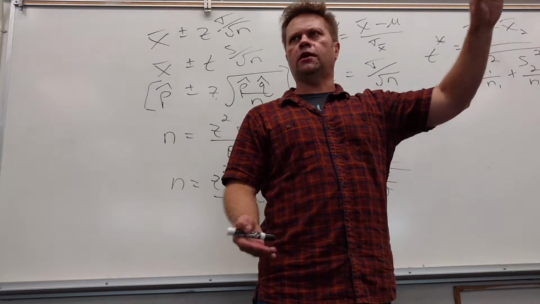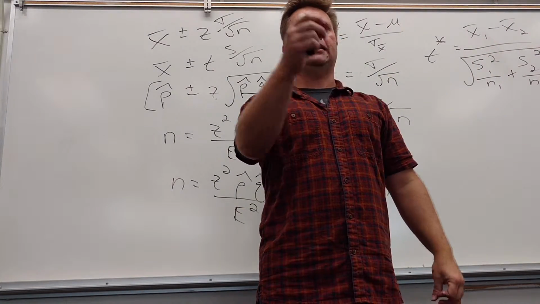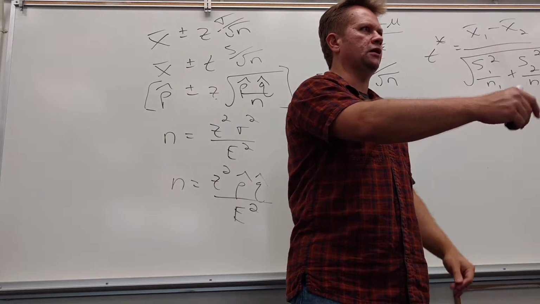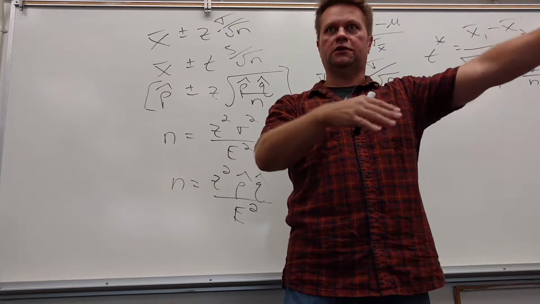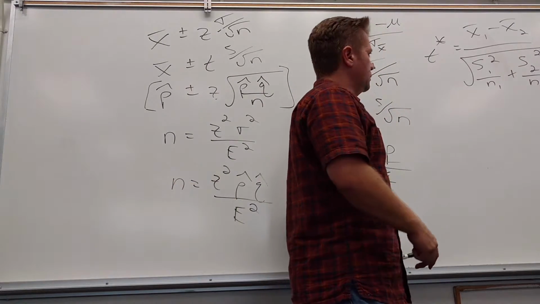N1 plus N2 minus 2. Why does that make sense? Because for a single N, it's N minus 1. So now I've got N1 minus 1 plus N2 minus 1. So that's why N1 plus N2 minus 2 makes sense. If you forget that, just come up and ask me. I might put it on the test.